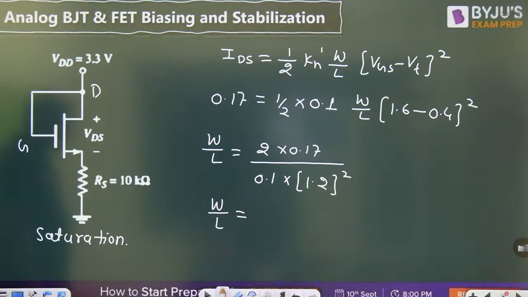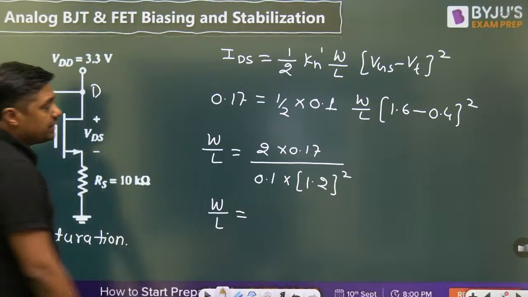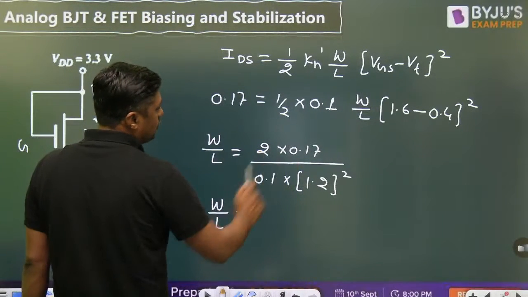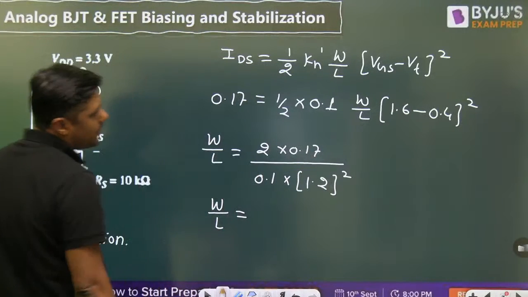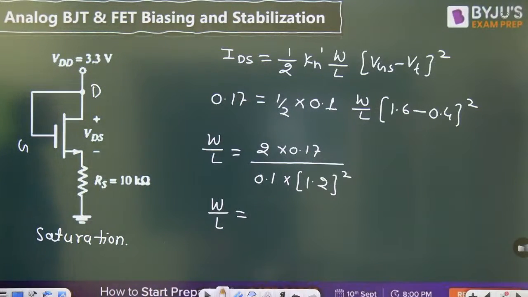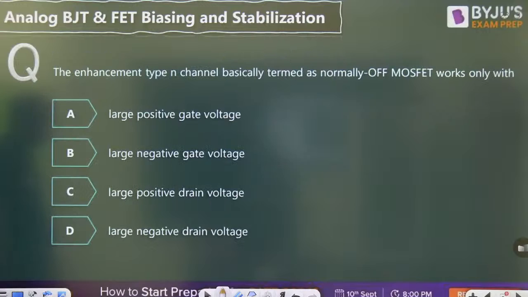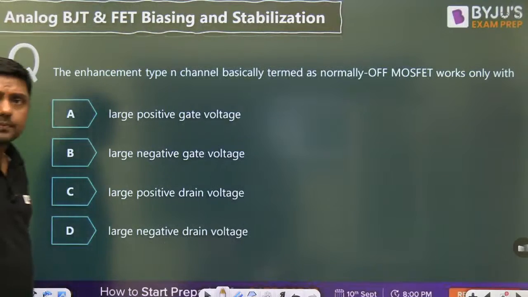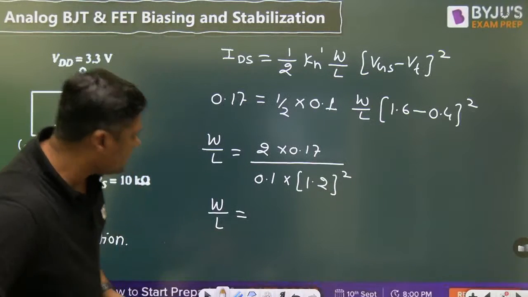Now, next, you have to square it. 1.2 square, that is 2 into 0.7, and then 0.1. Yes, are you getting this answer, everyone?